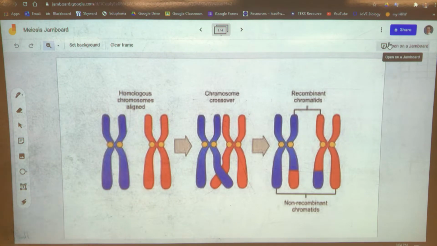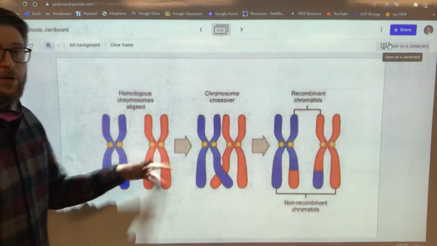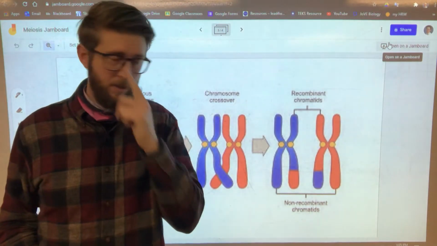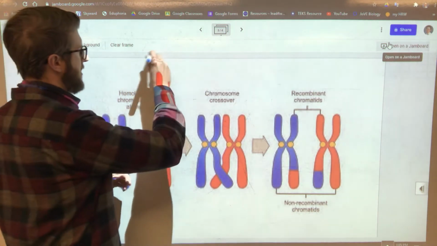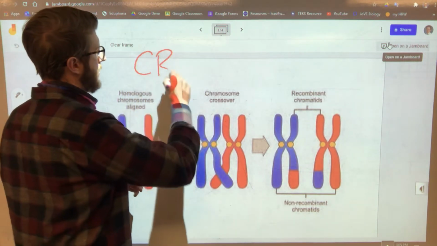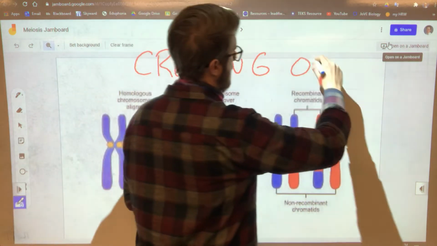There's also another very important thing that happens during meiosis, okay? And the thing that I'm talking about is this thing called crossing over.